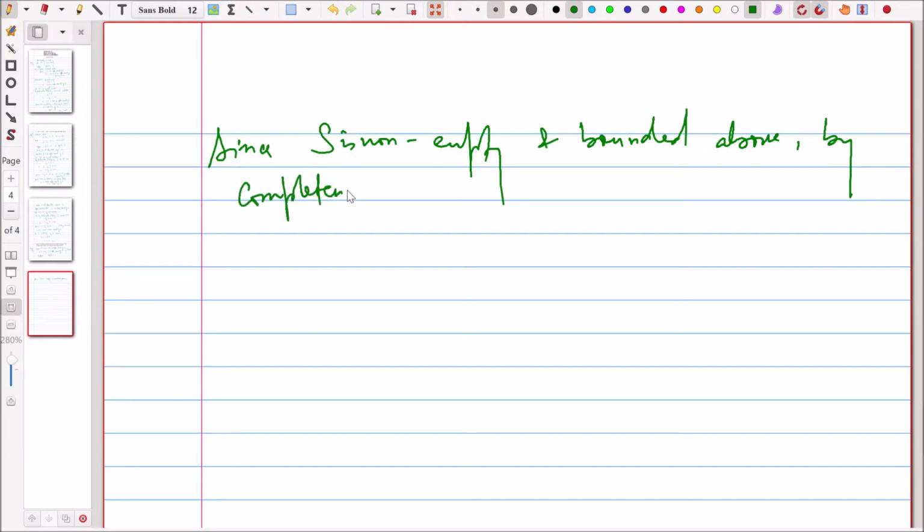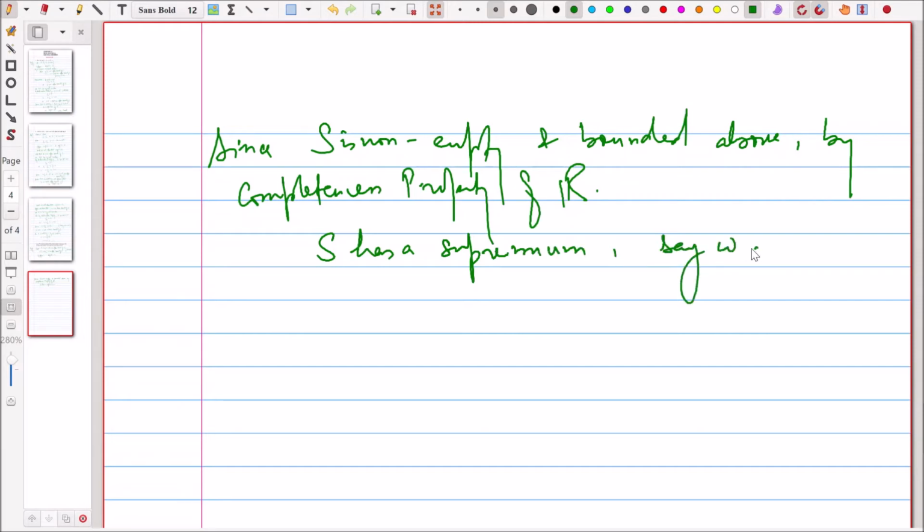Since S is non-empty and bounded above, by the completeness property of R, S has a supremum, say W. We have got a supremum of S which is W, that is, W is equal to the supremum of S. Our claim is to show that W is equal to U.